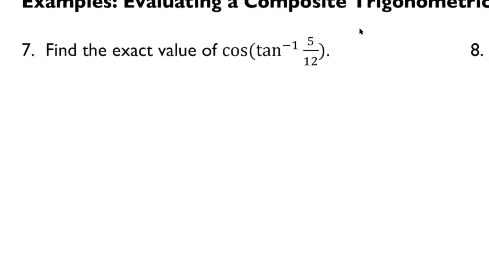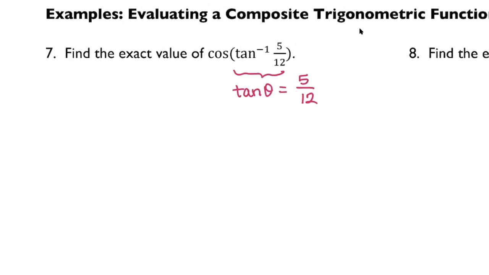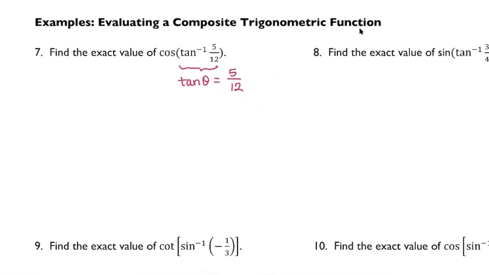This idea of the tangent inverse of 5/12 means that for some angle theta, the tangent is equal to 5/12. So we are going to make a triangle that does that. And so when we set up a triangle and the quadrant, remember with tangent, it's either going to be quadrant 1 or quadrant 4. So since they're both positive, I have to be in quadrant 1. So let's draw a quadrant 1 triangle.